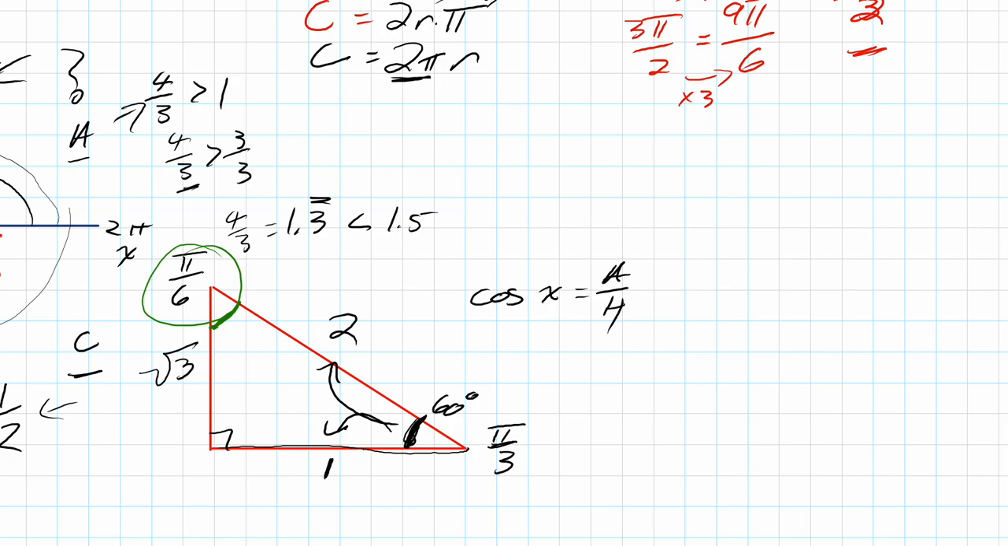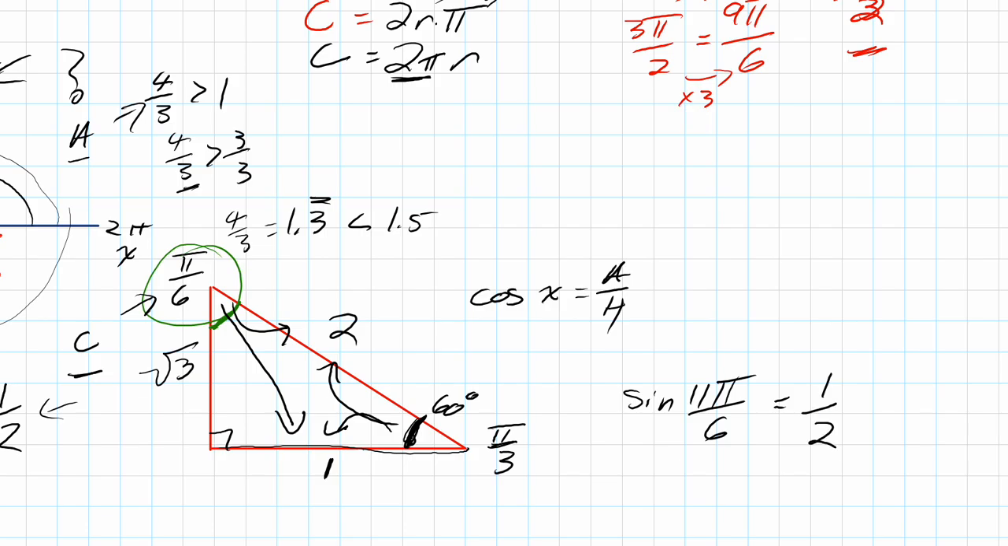Okay, so the question asked me sine 11 pi over 6. Okay, which we discovered is this part, pi over 6. Sine is our opposite over hypotenuse. I got the exact same answer. I got 1 over 2 again.